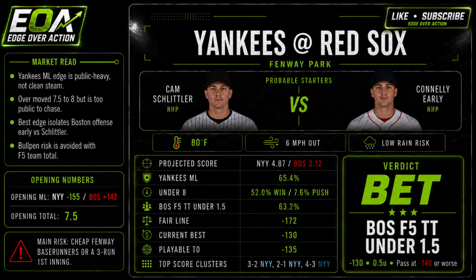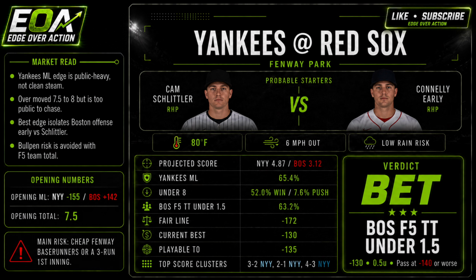The 50,000 game simulation projected the Yankees for 4.87 runs, Boston for 3.12 runs, and the total at 7.99. The Yankees' money line showed a model edge at 65.4% with a fair line around minus 189. But the full game Yankees side is public heavy and the bullpen layer is not clean. The best mispriced line was not Yankees' money line, it was Red Sox first 5 team total under 1.5 at minus 130. The model had Boston staying under 1.5 first 5 runs 63.2% of the time with a fair line around minus 172. The stress test still held up.